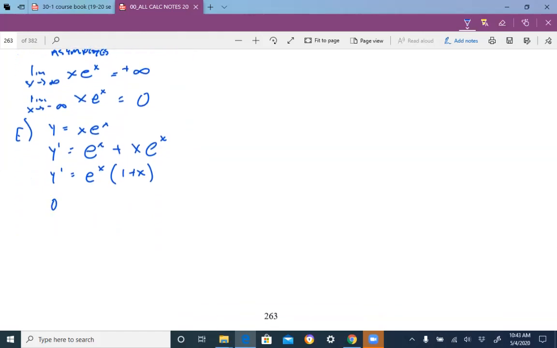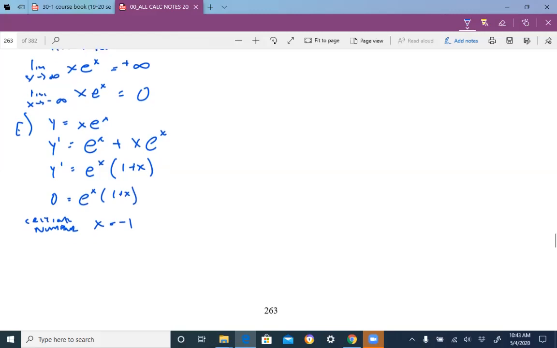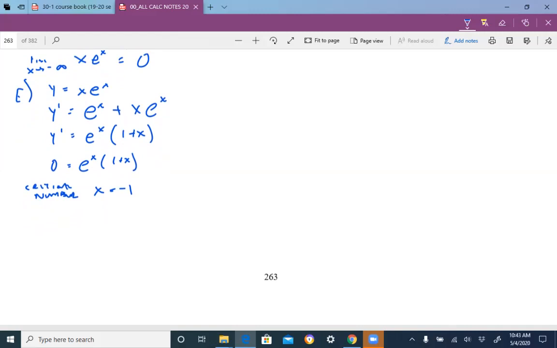If this is equal to 0, we find our critical numbers when x is equal to negative 1. e to the x as itself will never equal 0. It's an exponential. It has a horizontal asymptote. So 1 plus x makes this 0 when x is equal to negative 1.